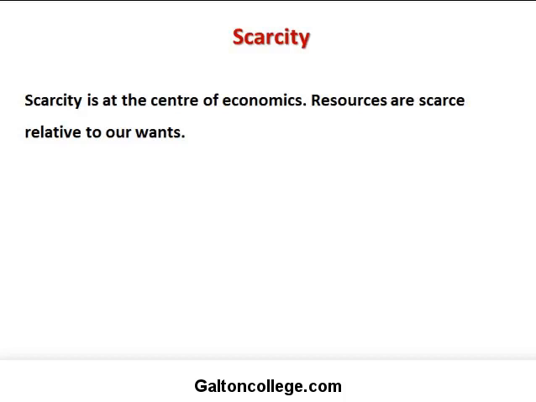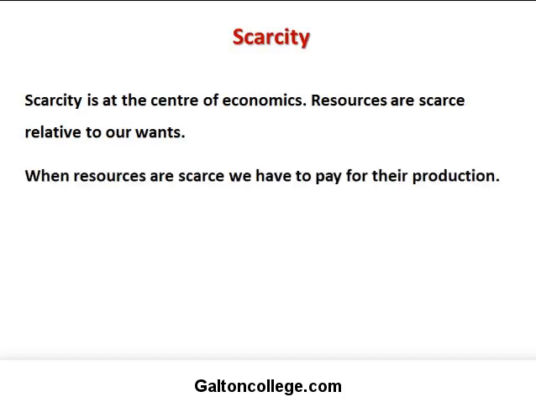As I've said in other videos, we live on a small planet that circles the sun. It's got finite resources. The only resources we have are on the planet, and that's where we live. So resources are scarce relative to our wants. So when resources are scarce, we have to pay for their production. And this is where the whole economic system really starts. It starts as this interplay between our wants and the scarce resources that are available. And we have to pay to get these scarce resources and to satisfy our wants.